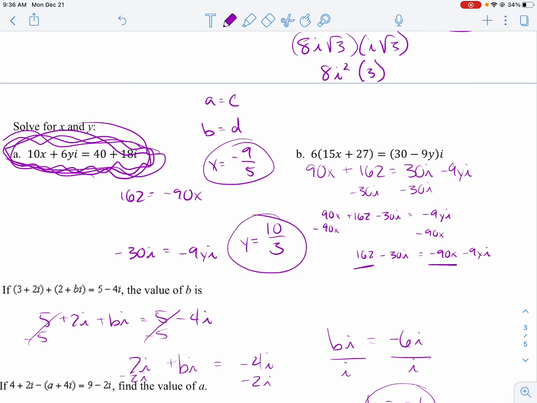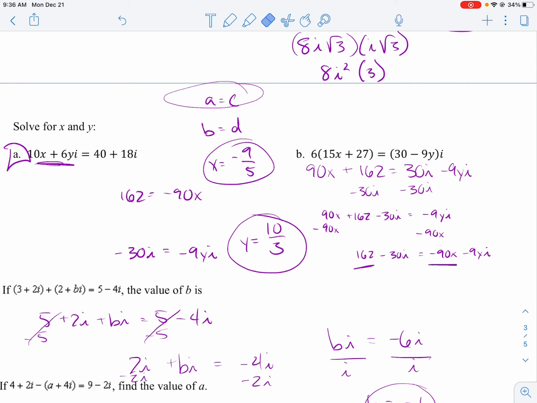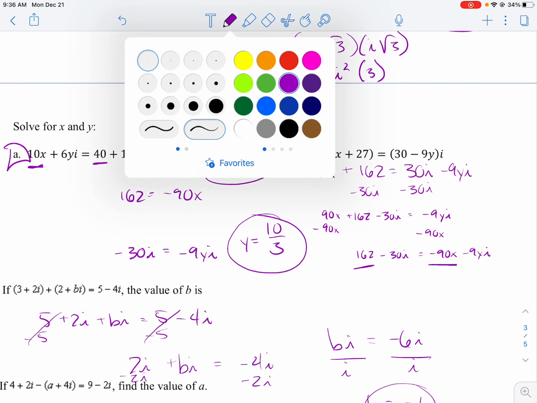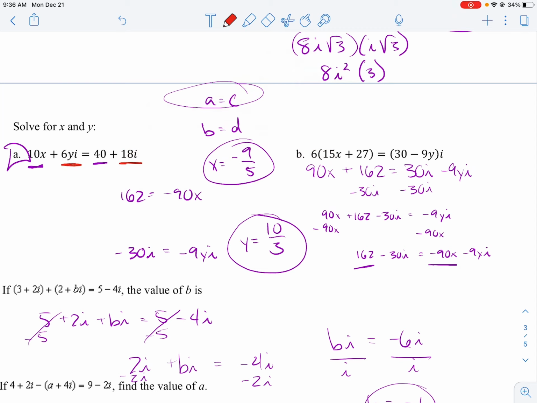Okay? So the idea here is to set it up so it looks like A here. Right? We want to have all our x's and y's on one side, and all the ones without x's and y's on the other side, in standard form. And then you set A equal to C, which is your first value, and then B equal to D, which is your second one.